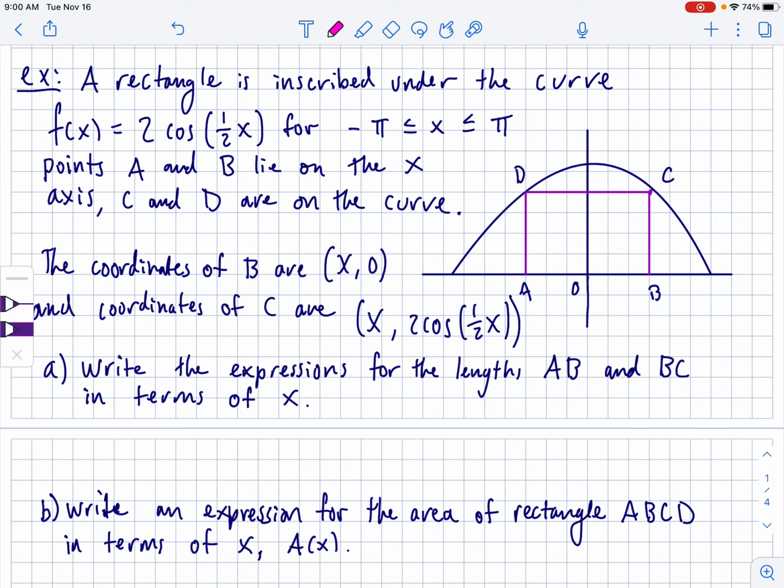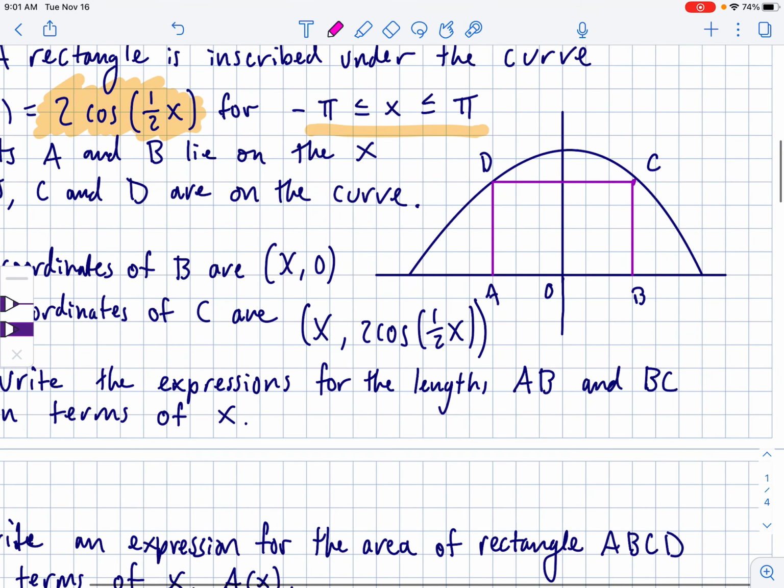Next problem, a very classic optimization problem. A rectangle is inscribed underneath a curve, and the curve is given by this equation right here, 2 cosine 1/2 x. This is only going between negative pi and pi, so I assume that on the picture this is negative pi, and this is pi. That doesn't really matter, but we'll get into it. So the rectangle is inscribed into the curve. A and B are on the x-axis, and C and D are on the curve.